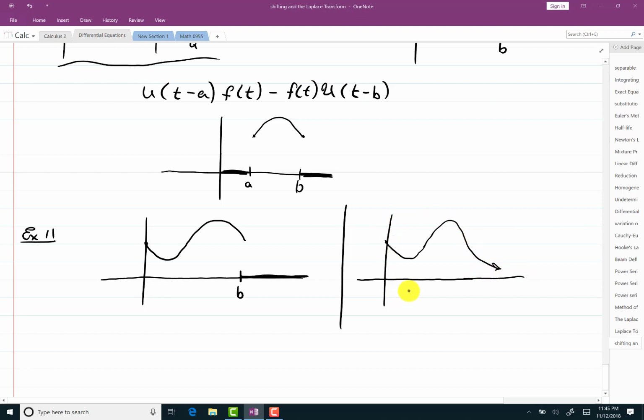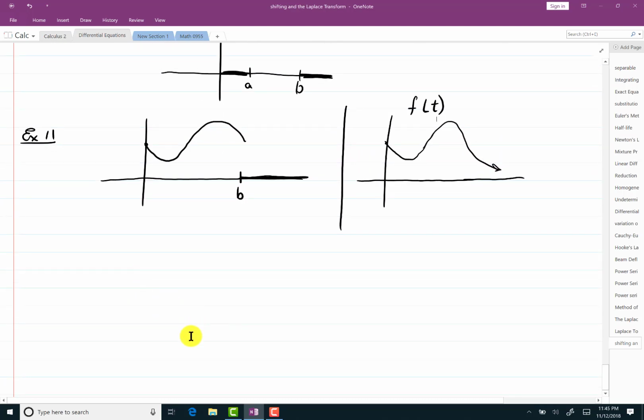This whole thing is f of t. But I would like to subtract off this portion here and zero it out. So what do I do for that? Well, I could do, let me have this piece. The part that leaves just from b on is this. And this is f of t until I get to b.